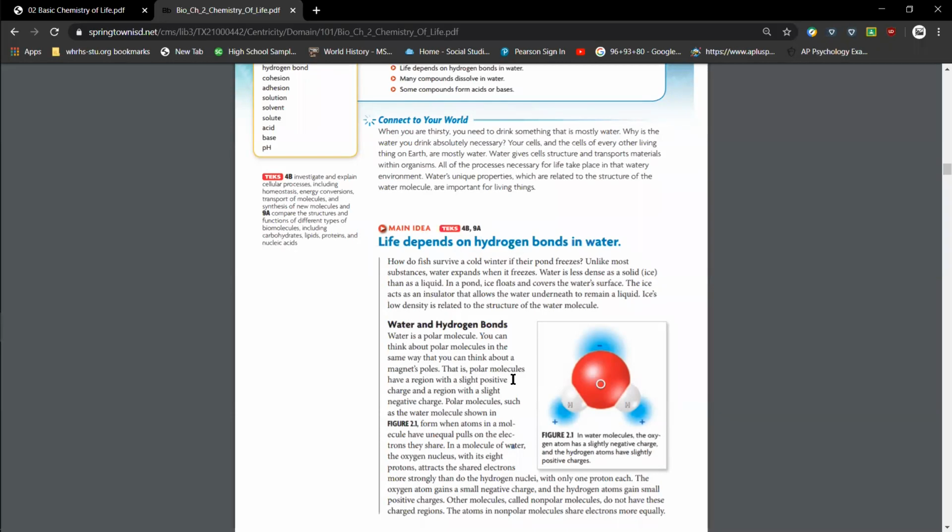And this creates what we call a polar molecule, and this happens through polar covalent bonding. And so pretty much polar molecules are just like magnets. Magnets have poles, usually north and south. In this case, the poles are negative and positive.